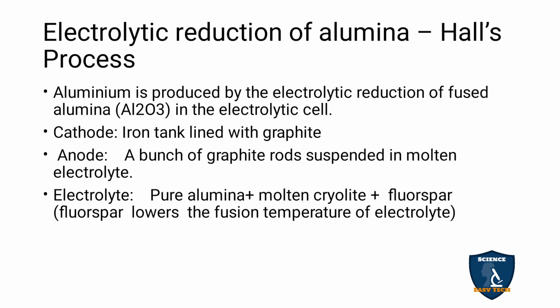The next process is the electrolytic reduction of alumina, Hall's process. Aluminium is produced by electrolytic reduction of fused alumina, Al2O3, in the electrolytic cell. Cathode: the iron tank lined with graphite. Anode: a bunch of graphite rods suspended in molten electrolyte. Electrolyte: pure alumina, molten cryolite and fluorspar. Fluorspar is used to lower the fusion temperature of the electrolyte.